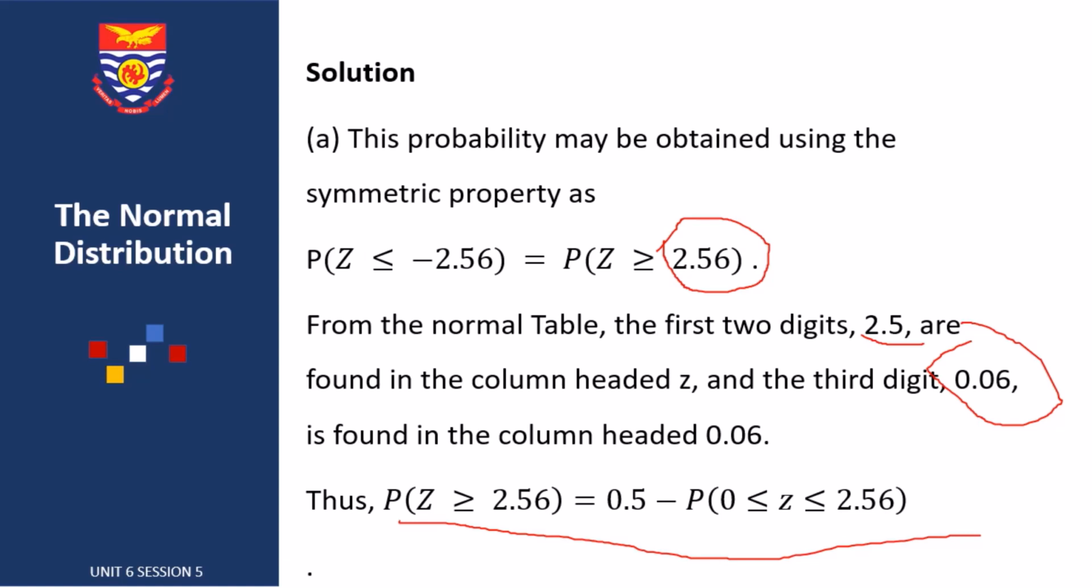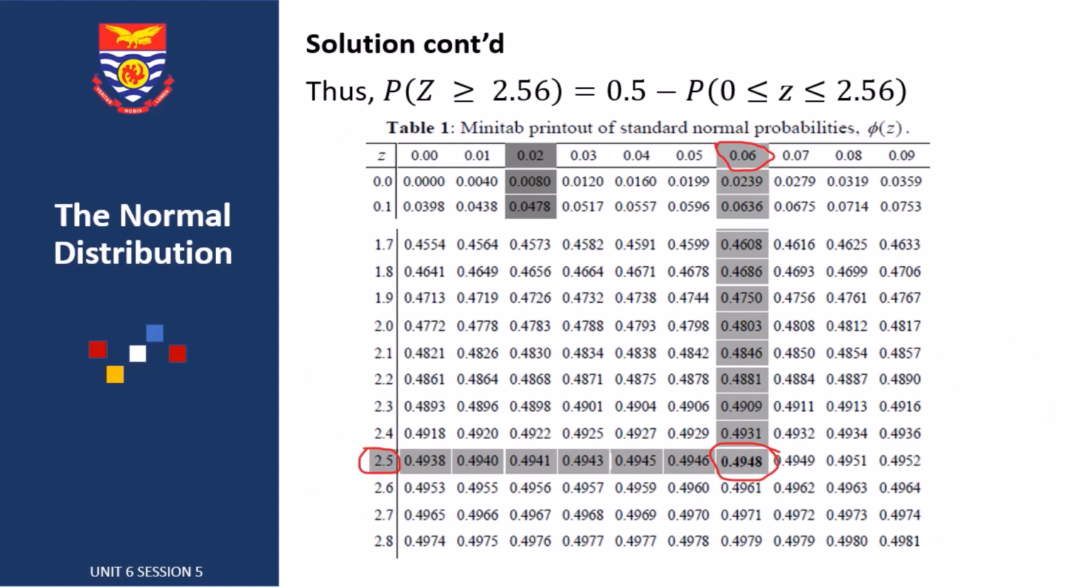Remember that, as I said, it's a bell shape. The total area under the normal curve, as I said earlier, is 1. So half of it will be 0.5. And this figure is read at the tail end. Let's look at the diagram here. We are reading 2.5 and 0.06. That will give us 0.4948. That's the value. So this is a normal table when you get it.